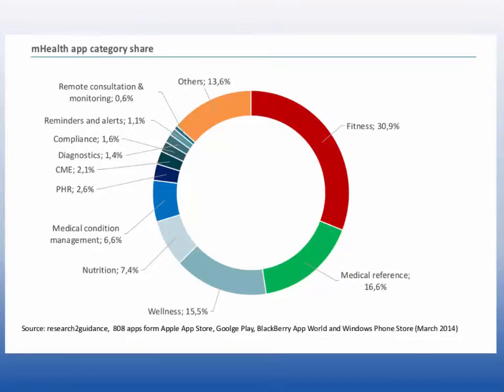The figure shown here is from the 2014 4th Annual Study on Mobile Healthcare Apps, published by Research to Guidance, a strategy, advisory, and market research company. The report analyzes the global app publishing activity of the 12 leading pharma companies on Android and iOS devices. The top 5 mobile healthcare apps include fitness, medical reference, wellness, nutrition, and medical condition management.